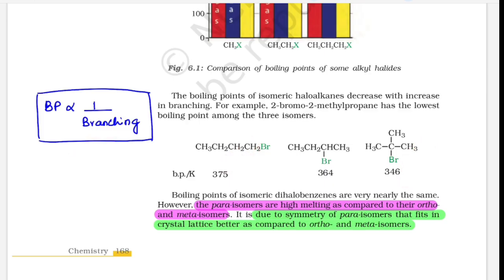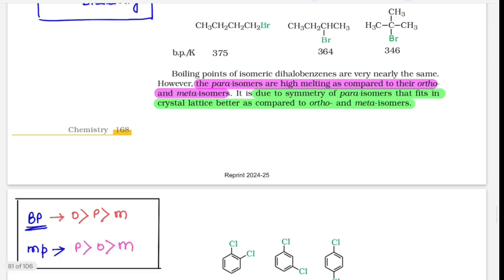So use this trick. The boiling points of isomeric dihalobenzenes are very nearly the same. However, para isomers are high melting as compared to their ortho and meta isomers. This I already told you, that para will have more melting point. We are talking about melting point. So para will have higher melting point when compared to ortho and meta. This is because of symmetry. That is, para will be a symmetric molecule and it will also fit exactly in the crystal lattice.